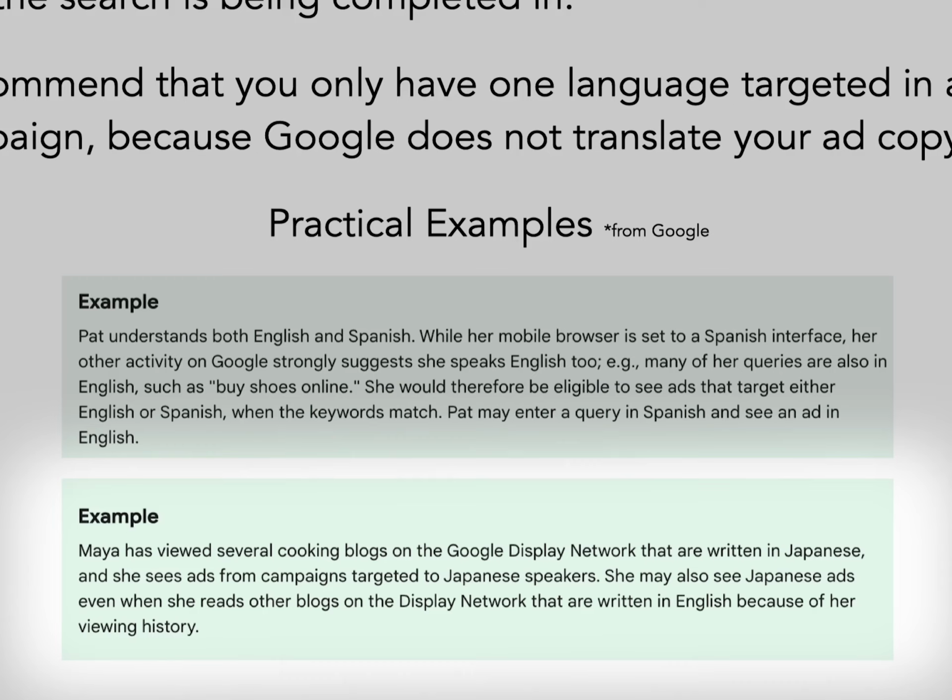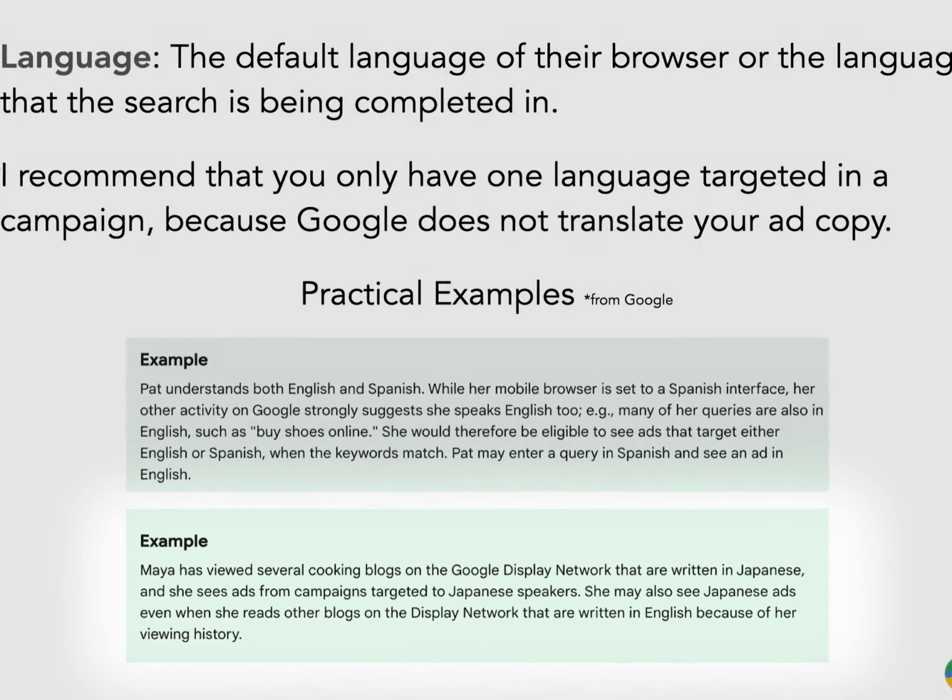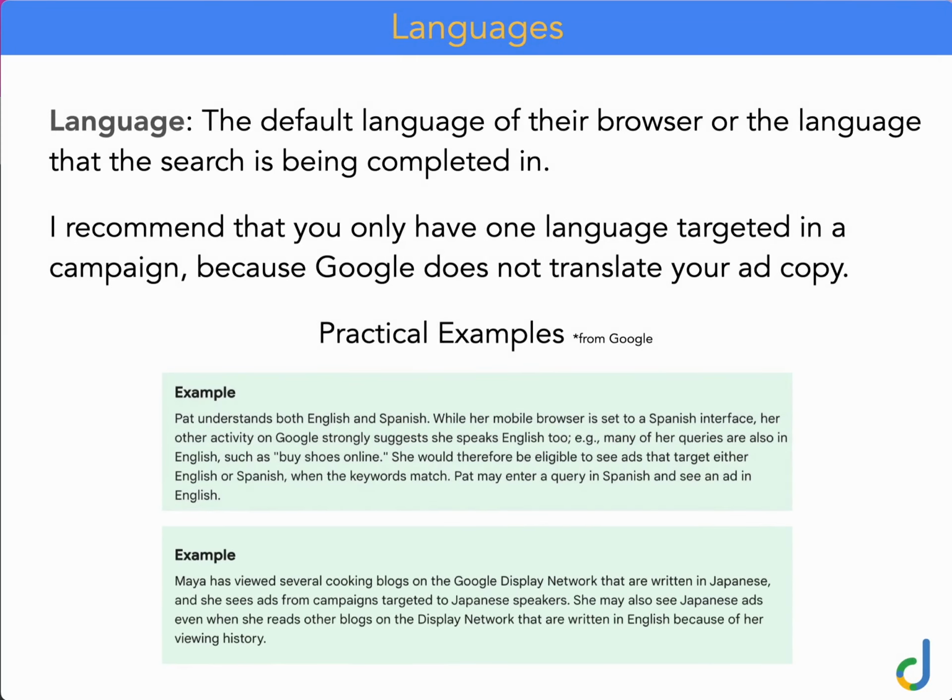There's another example. Maya has viewed several cooking blogs on the Google Display Network that are written in Japanese, and she sees ads from campaigns targeted to Japanese speakers. She may also see ads even when she reads other blogs on the Display Network that are written in English because of her viewing history. The biggest thing to think about here is that Google does take the browser history into account, not only the settings, but also what that person has been searching.